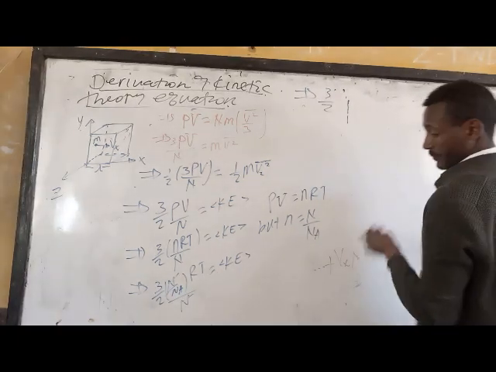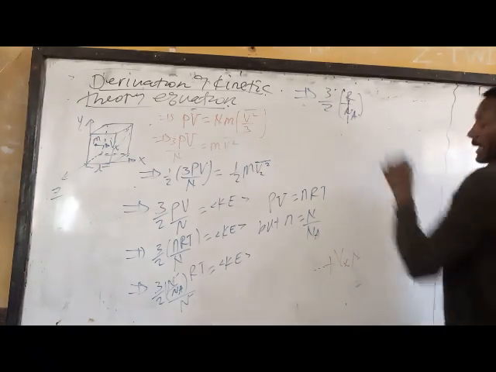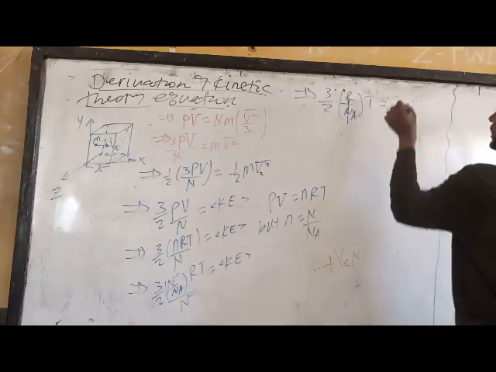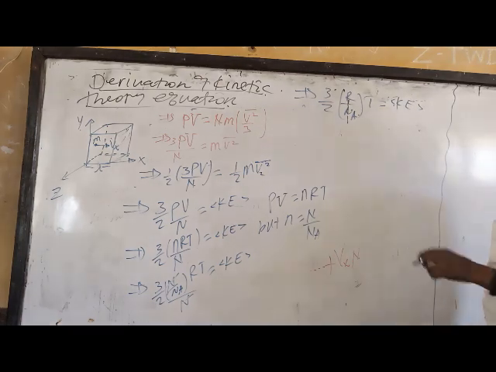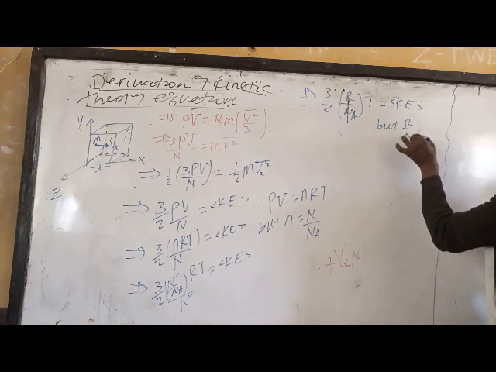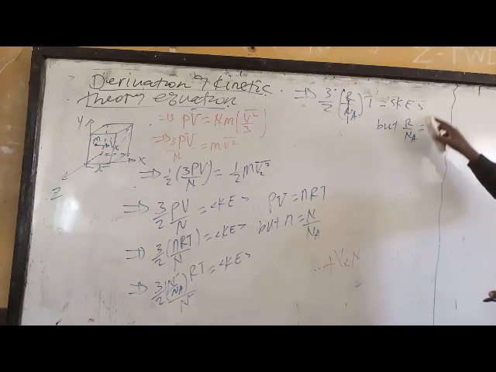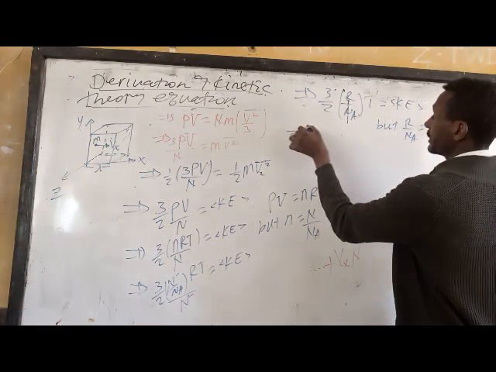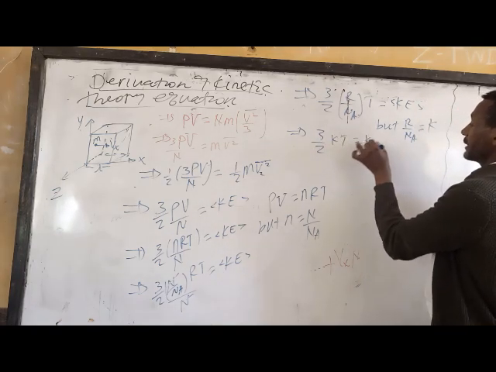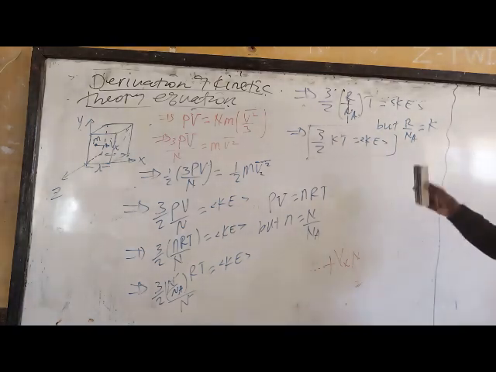Okay, let's continue. 3 over 2 R over NA times T is equal to kinetic energy average, but R over NA is equal to k. This is the Boltzmann's constant. R is constant, NA is constant. Therefore, this is another constant. Okay, 3 over 2 kT is equal to kinetic energy average. This is the equation that we need to derive.